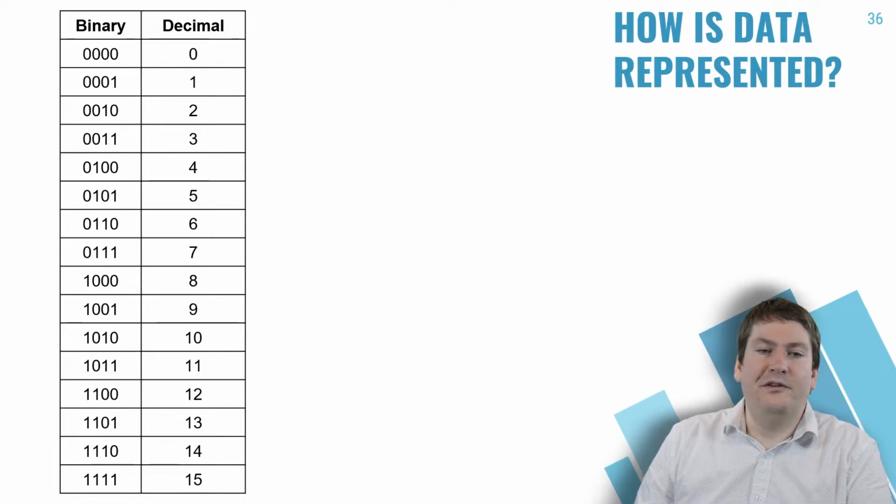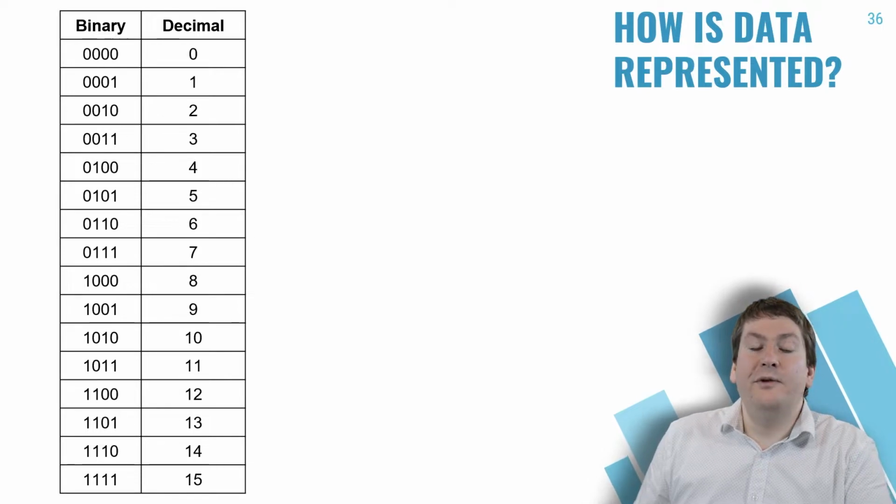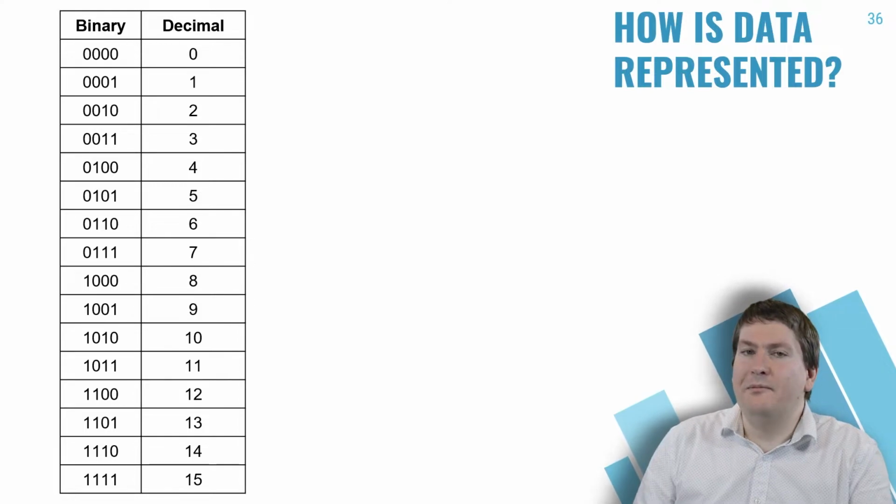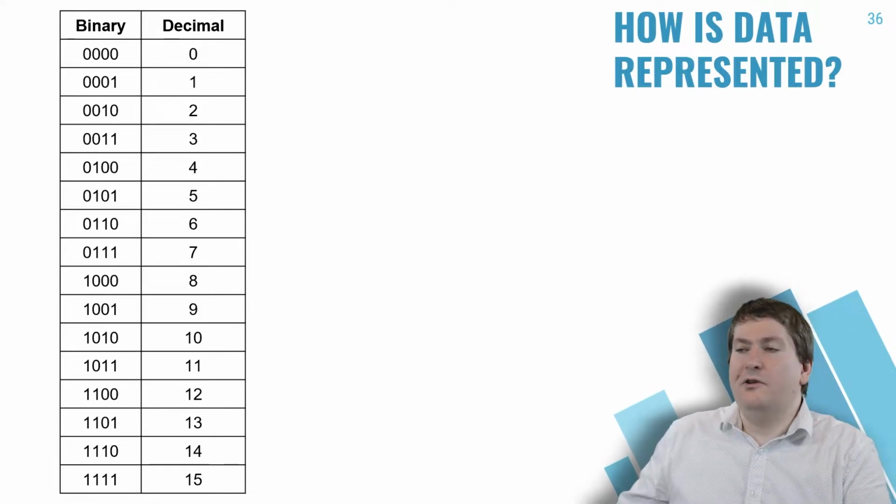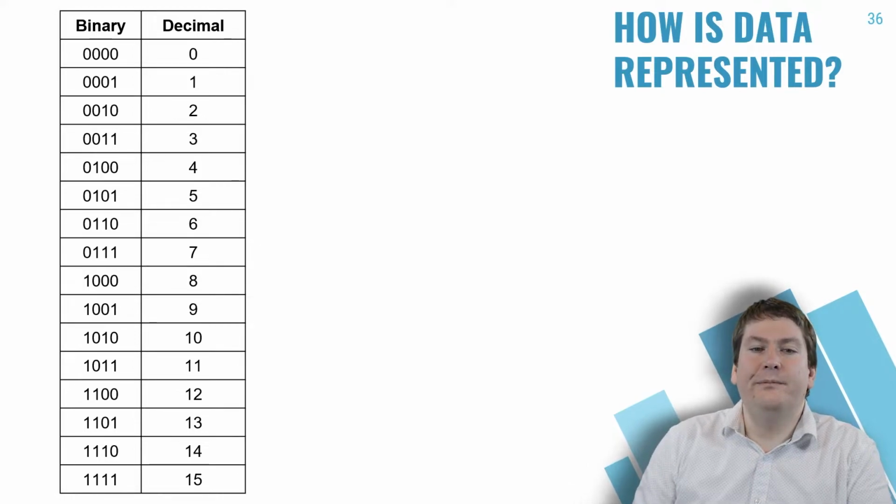So the first number is 0, the next number is 1. After that, we have no more digits to use, so we have to put a 1 in front. Then it becomes 10, then 11, then 100, 101, 110, 111, and so on. Again, you don't have to memorize this table at all. I just want you to have a high-level understanding of what's going on here.